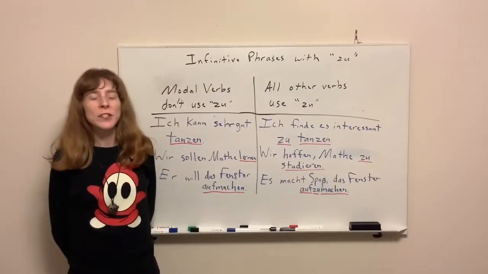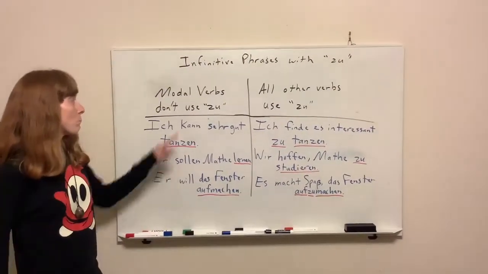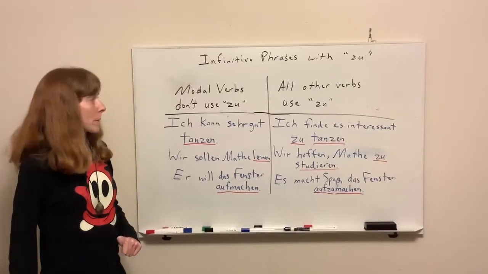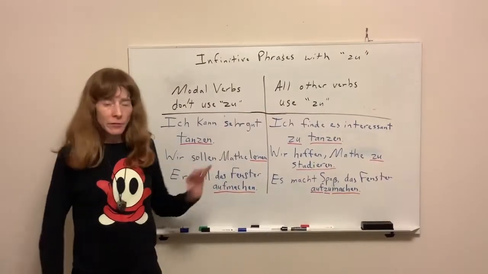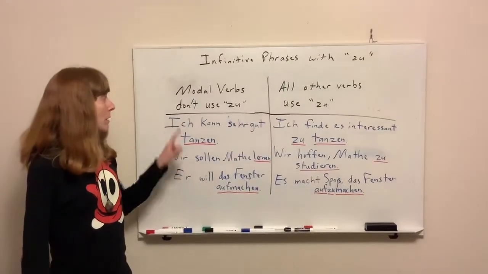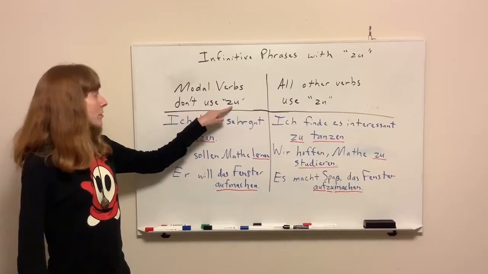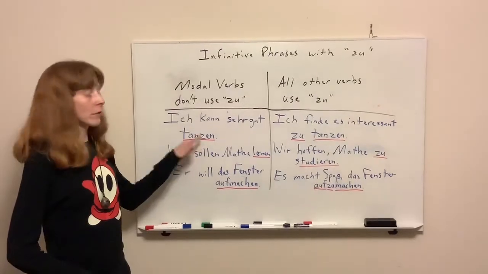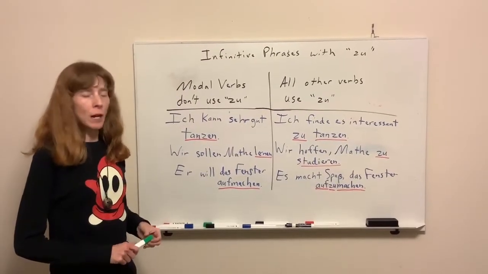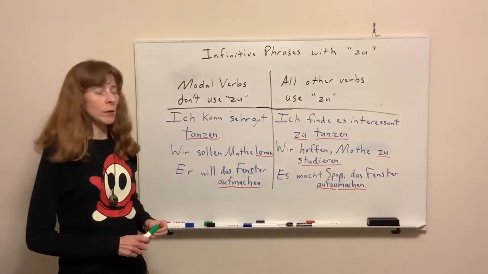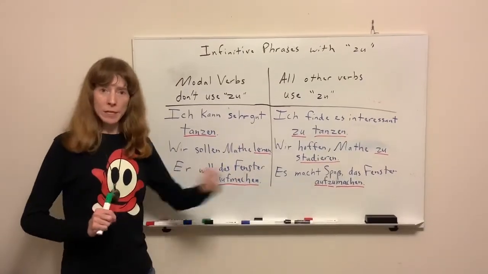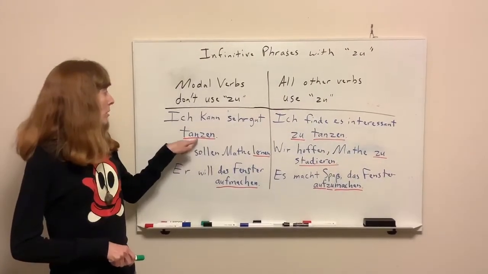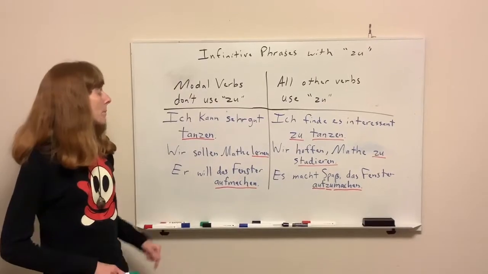Infinitive phrases with zu. So modal verbs we've done in chapter 3. We've done lots of other verbs too, but the cool thing about modal verbs is they don't use the word zu when you put a modal together with another verb. In English, a lot of times we will do this. For example, I want to eat. Well, in German, that "to" is included in the verb.